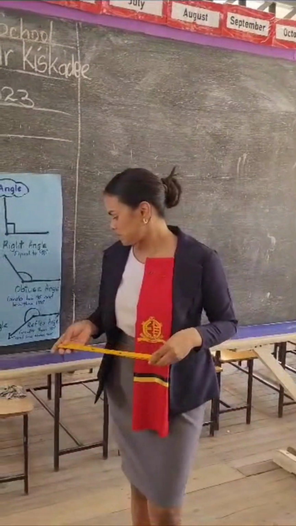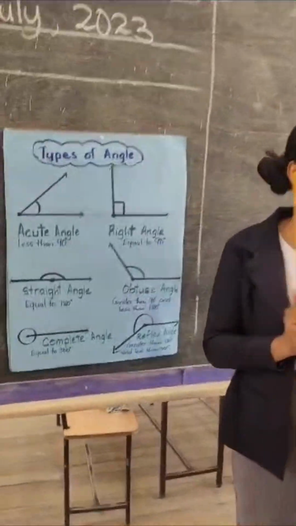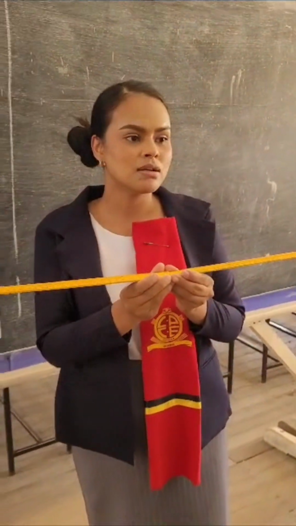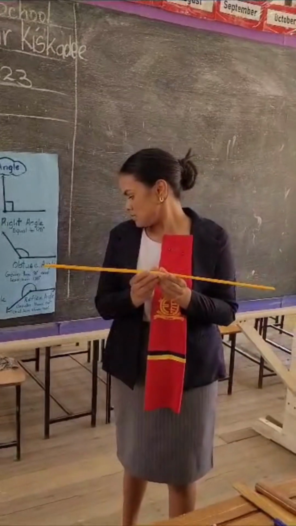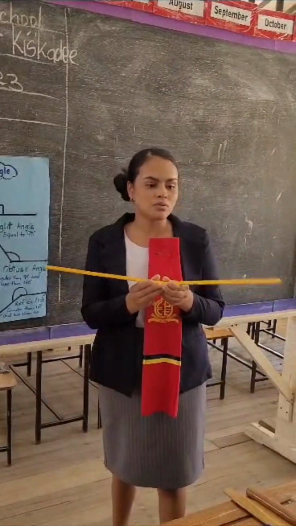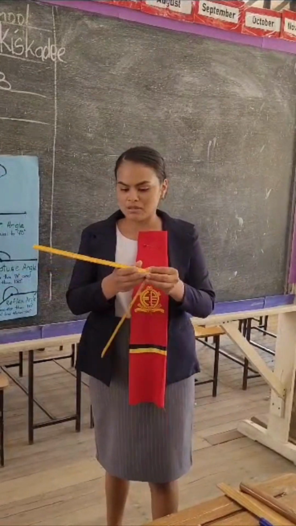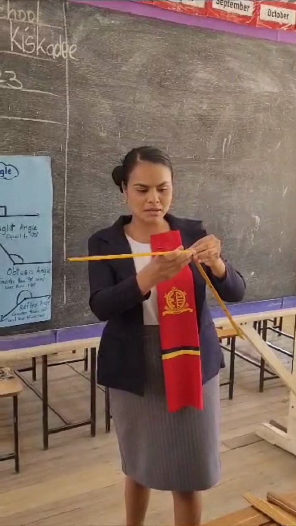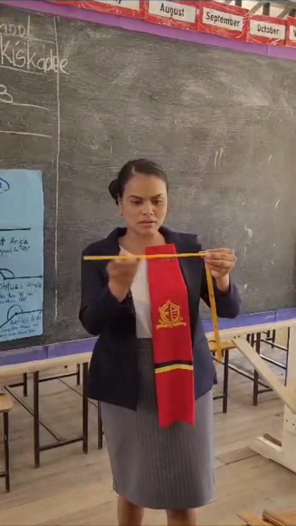Very good. So a reflex angle is greater than 180, which is greater than this here, the straight angle, but it is less than 360, which is the complete angle, right? So it's going to be somewhere around like this one, like an upside down. Upside down, like we had, right?